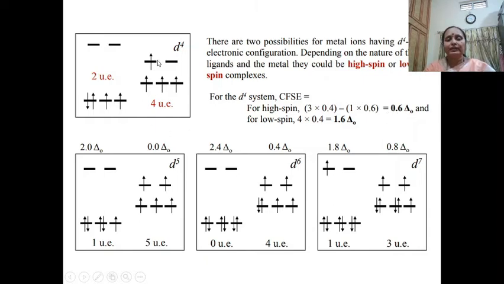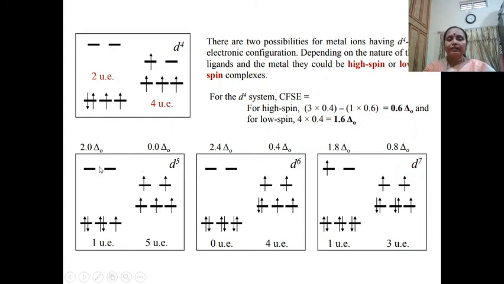Whereas for a low spin one, in this case there is going to be a strong ligand, and so the electrons are forced to pair up. Here, in case of low spin, all the electrons are present in the T2g only. So 4 into 0.4, and this is going to be 1.6 delta naught. So this is going to be the crystal field stabilization energy. Likewise, the same way I am going to calculate for d5, d6 and d7.